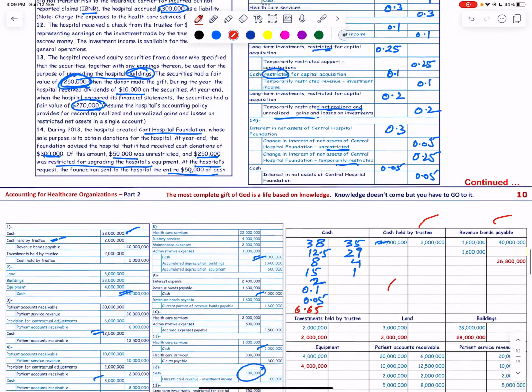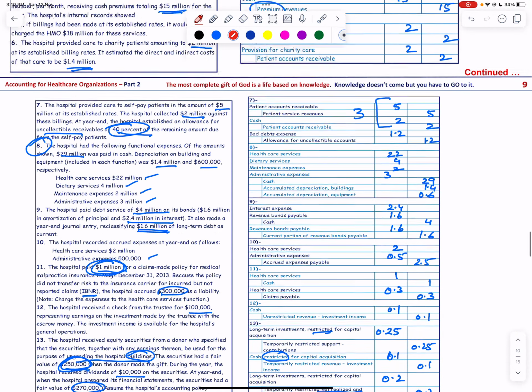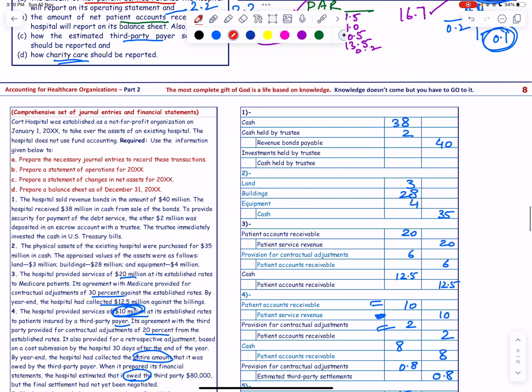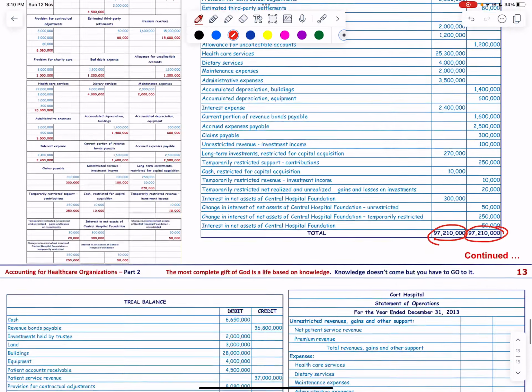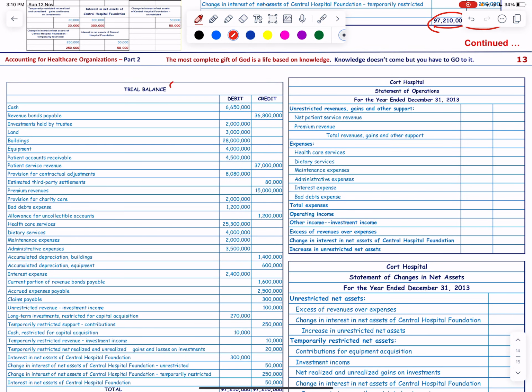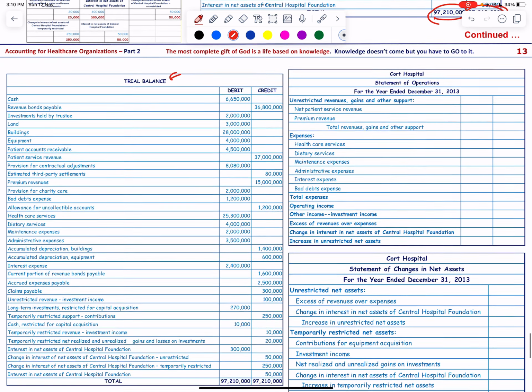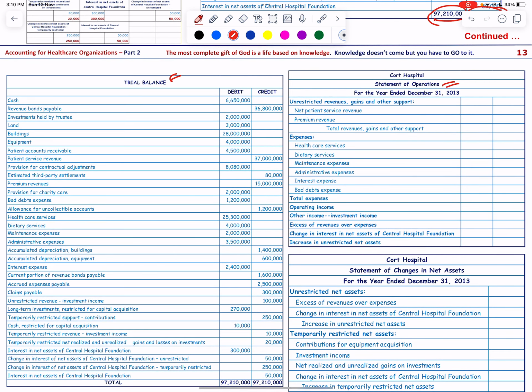Next, they are asking us a few more things, and let us see what those are. We have to prepare the necessary journal entries, which we have recorded, and then we have to prepare a statement of operations, and this is going to come with the help of the trial balance. So we have the trial balance, and from here we are going to determine the statement of operations, and we start with net patient service revenue.